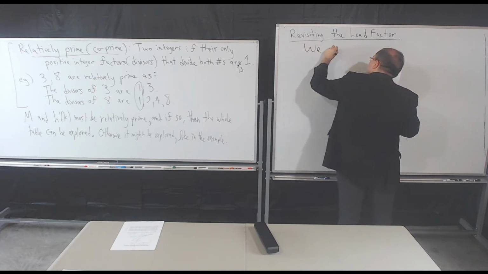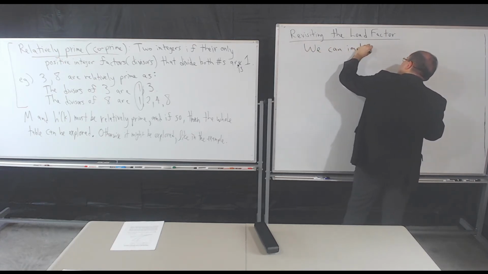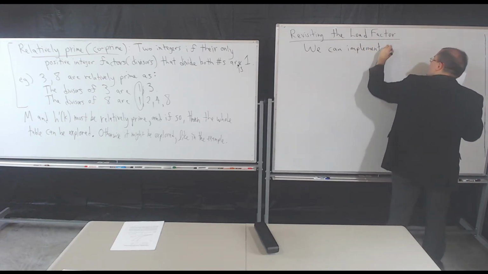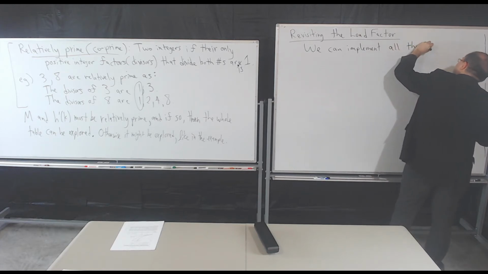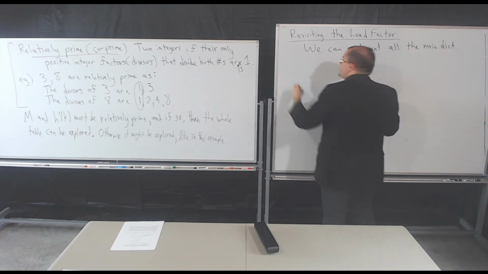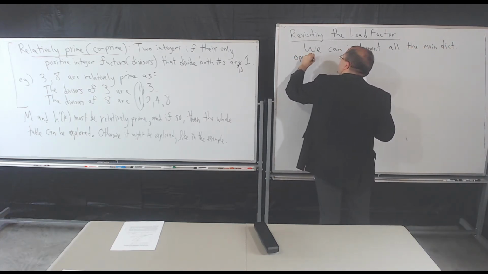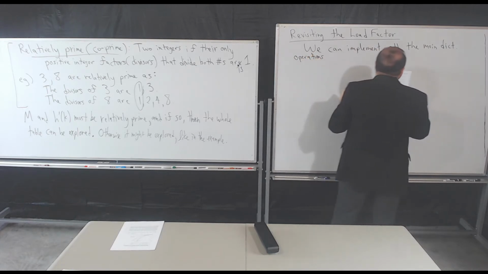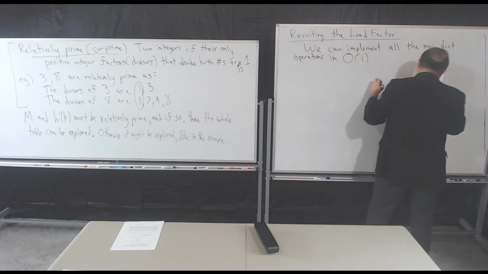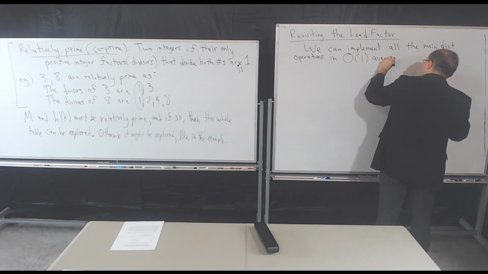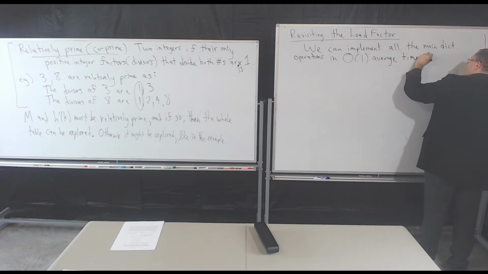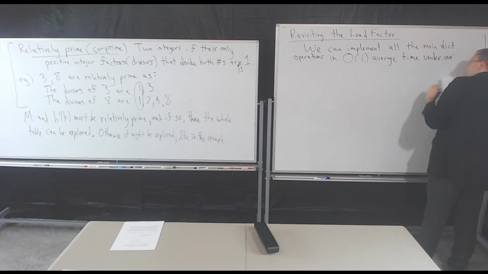So this is the big takeaway from hashing: we can implement all the main dictionary operations in big O of 1 average time under our assumptions.